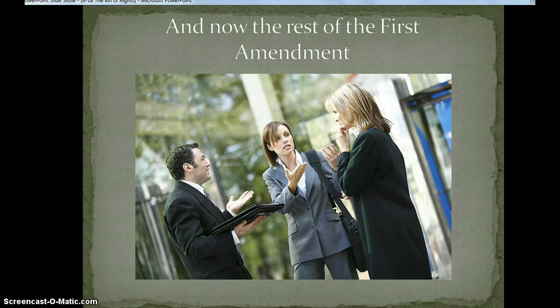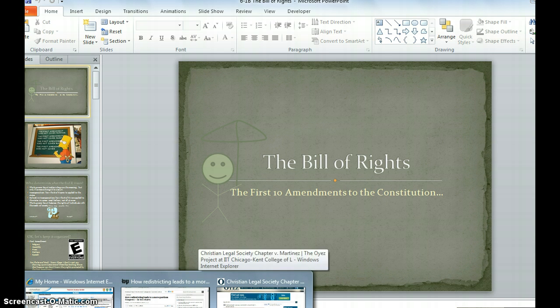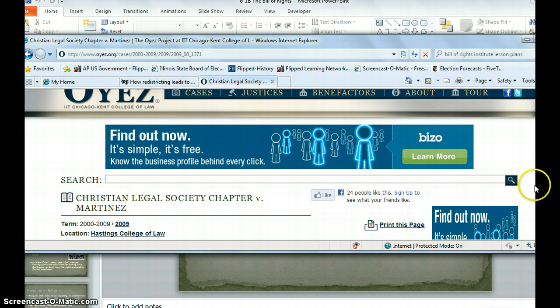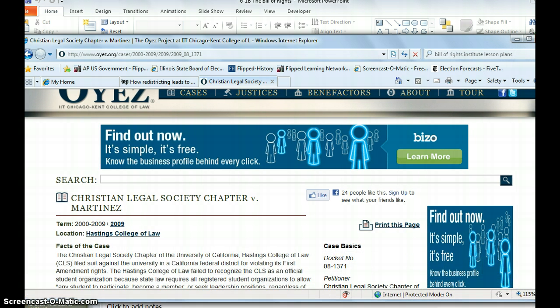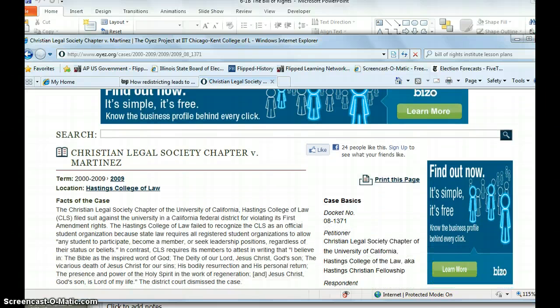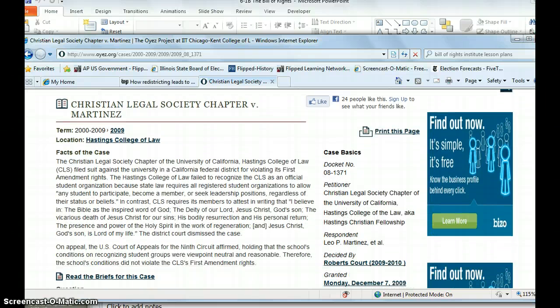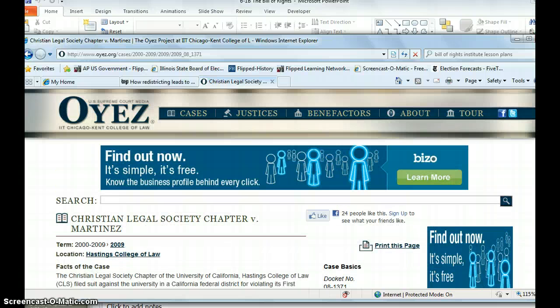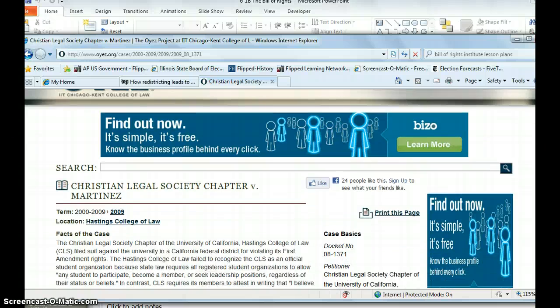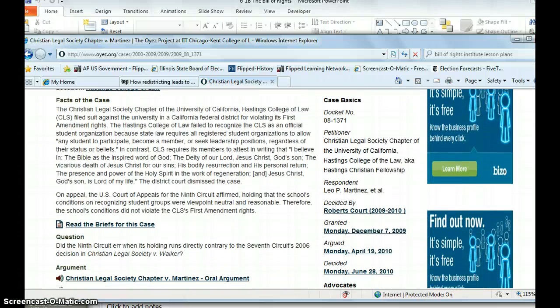Now, what we're going to be looking at is the rest of the First Amendment, but that will be taking place at another day. What I really want to do fairly quickly is show you this, and hopefully this will make a little bit of sense now that you've looked at some of the concepts in our first two PowerPoints and then watching this third. This is a court case from just 2009. It's called Christian Legal Society Chapter versus Martinez. You're going to see this website, oyez.org, quite a bit in this unit.